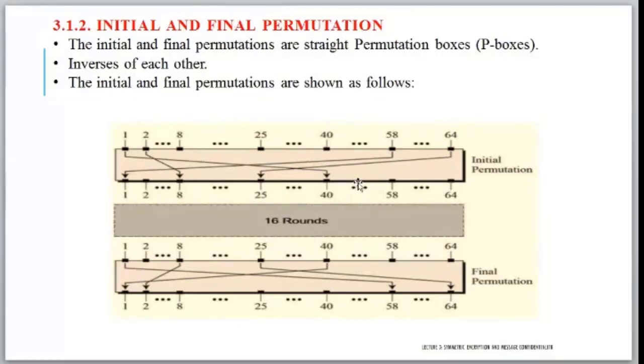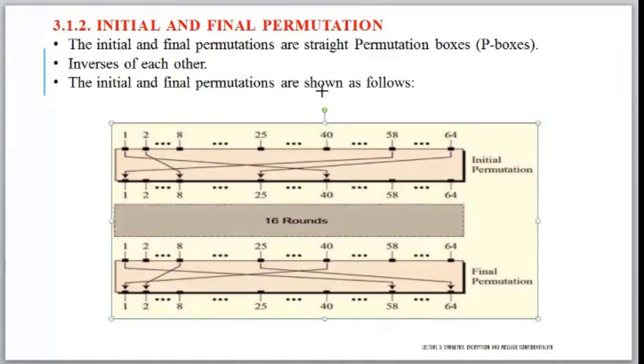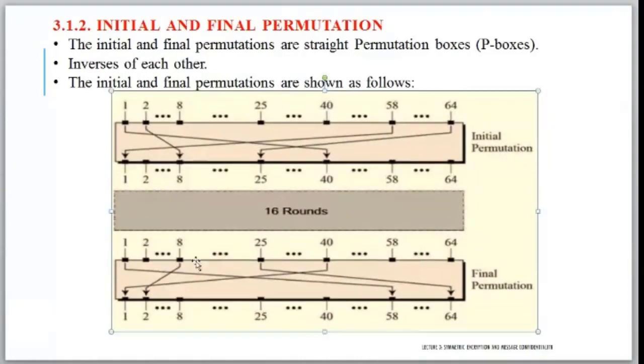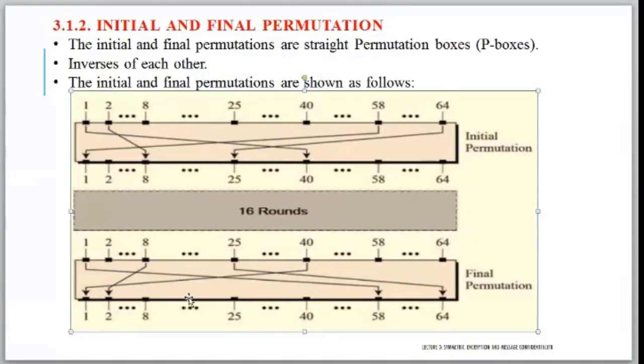Okay, in the DES algorithm, they already fixed this. So we cannot change this. You should not change this. You have to follow this. So what does initial permutation mean? What does final permutation mean? You have to understand that concept.